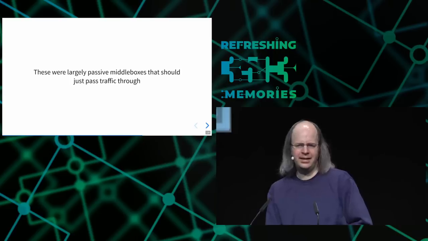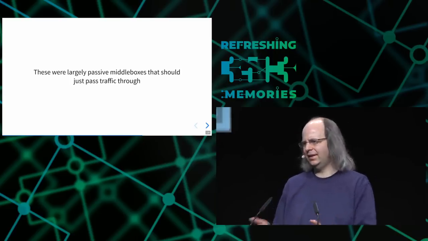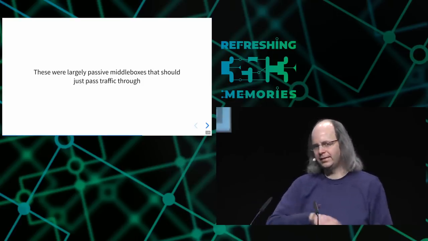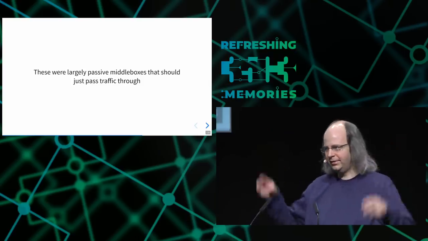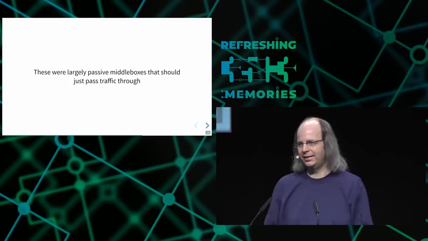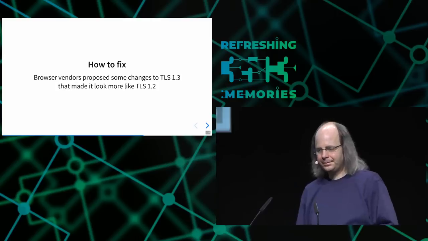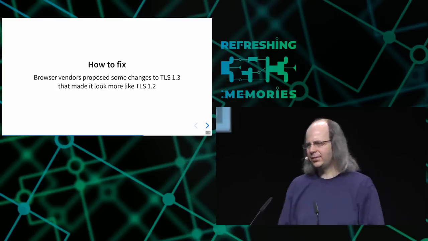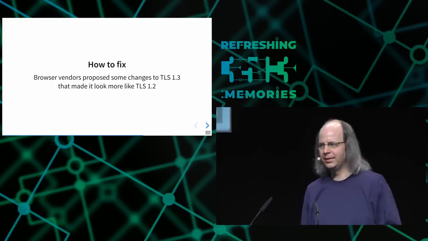These were largely passive middleboxes, so we're not talking about things like man-in-the-middle devices that are intercepting a TLS connection, but just something like a router, where you would expect it just forwards traffic. But it tries to be smart, it tries to do advanced security, enterprise, I don't know. And they were dropping traffic that looked like TLS 1.3. And then the browser vendors proposed some changes to TLS 1.3, so it looks more like TLS 1.2.